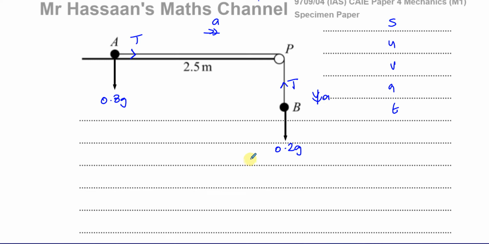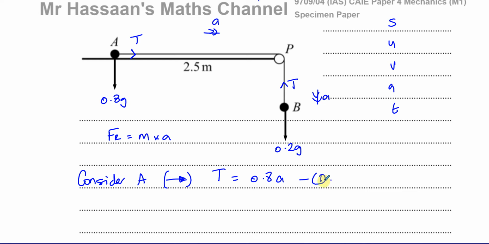So what we can do is resolve the forces. We can consider A and B separately. So let's consider A first. The direction that it's going to move is this direction, according to the diagram. So I'm going to resolve forces in that direction. Now there's only one force acting on it, which is T. So the resultant force is equal to the mass times the acceleration. The resultant force for A is just T, and it's equal to the mass, which is 0.8, times the acceleration, which is A. So that's one equation by considering A.